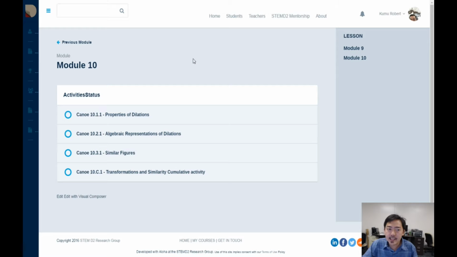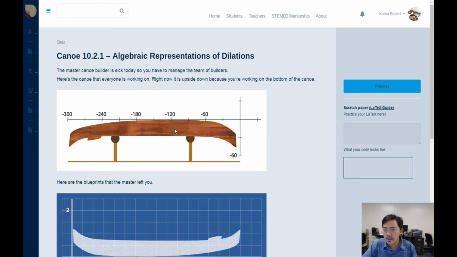Welcome back. The next activity that we'll be looking at is Canoe 10.2.1. This is a very short activity, and it's about building a canoe and looking at blueprints. So over here is a canoe that we're building. Right now it's upside down because we are working on the hull, which is the top over here, which represents the bottom of the canoe.